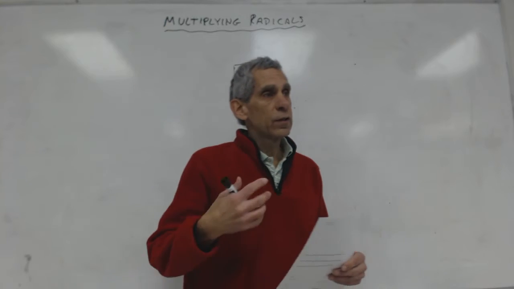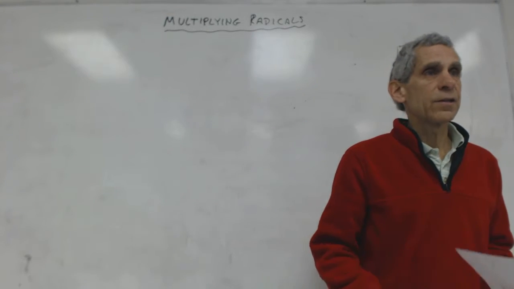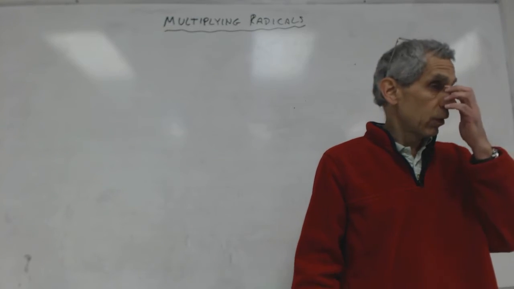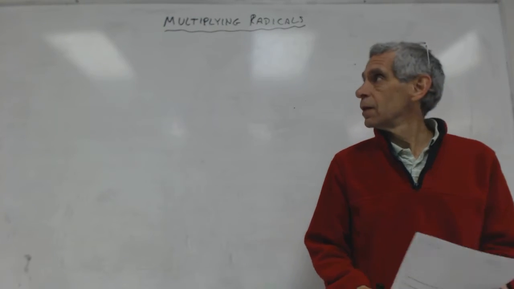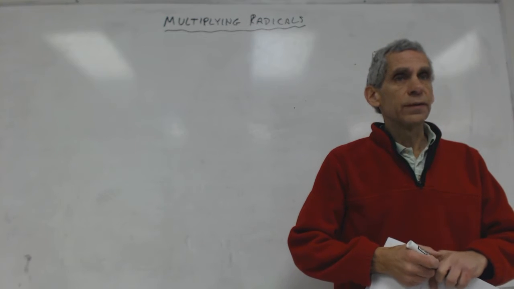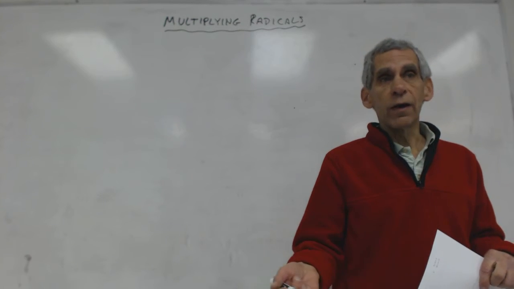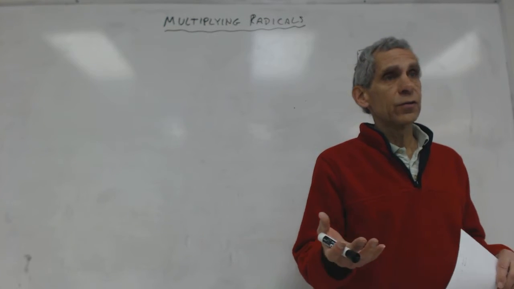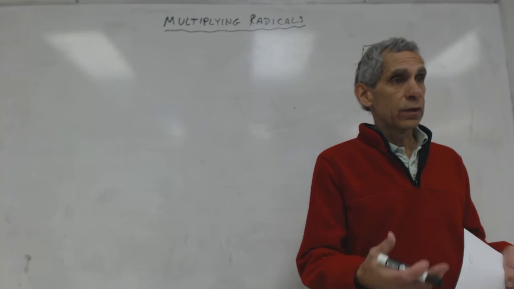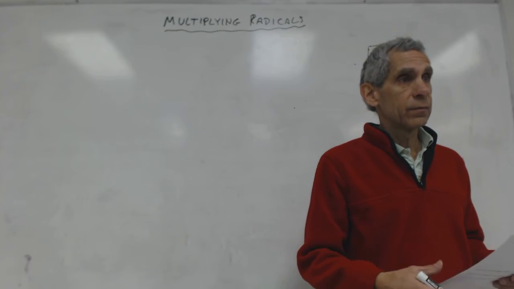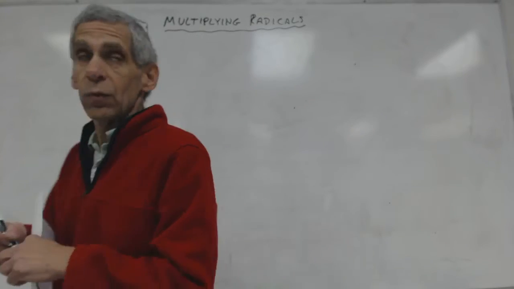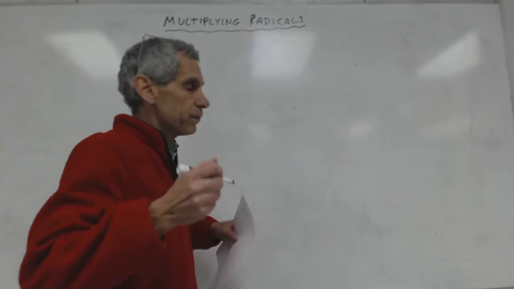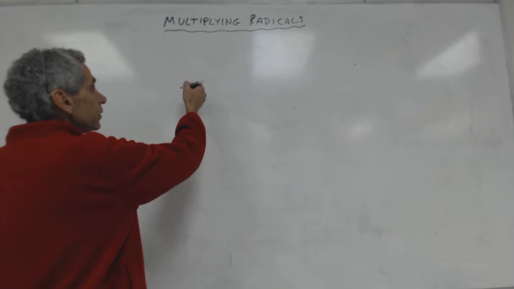So most of you learned this last year, but it's a really important thing to review because people forget this stuff very quickly if you don't use it. You already know simplifying radicals and adding and subtracting them. That was awesome. But with multiplying radicals, we just need to see a few things.